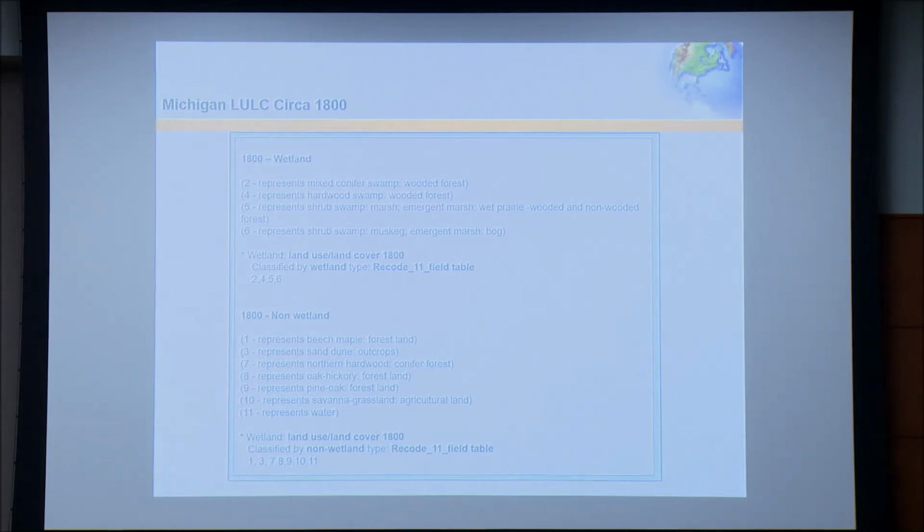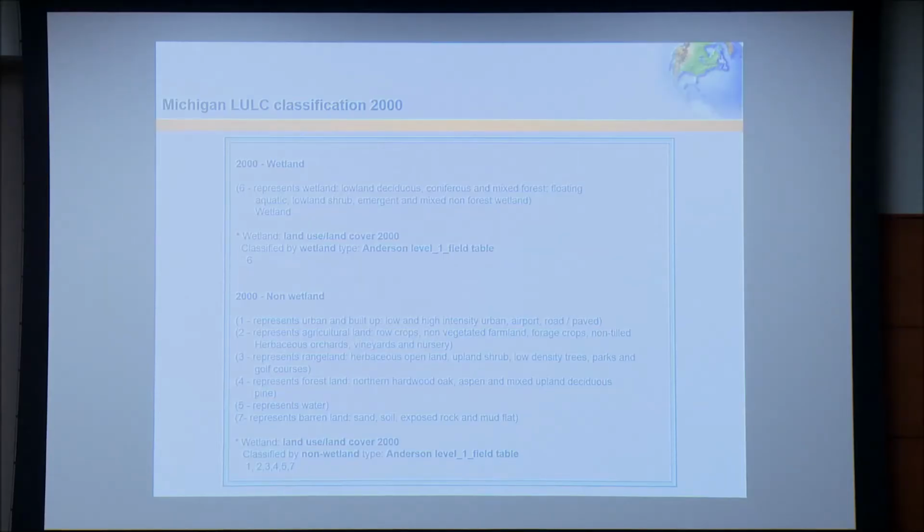As you can see at the bottom there, for the 1800 the non-wetlands are classified by 11 field tables. So I'm using the same field to classify both. The same thing goes pretty much for 2000. However, in 2006 there was the wetland classification field. So these are the different types of wetlands: the deciduous, conifers and mixed forests, as well as lowland shrubs, emergent and mixed non-forest wetlands. And in the 2000, we used the Anderson Level 1 field table to do the classification, okay?